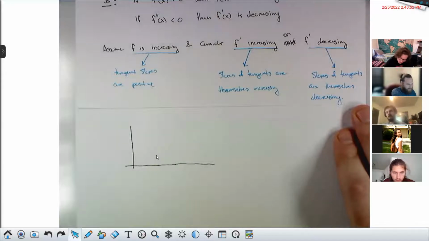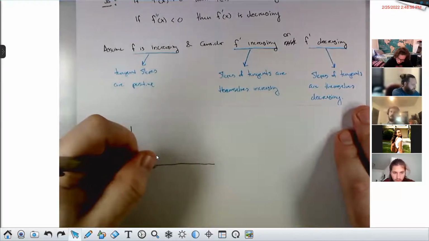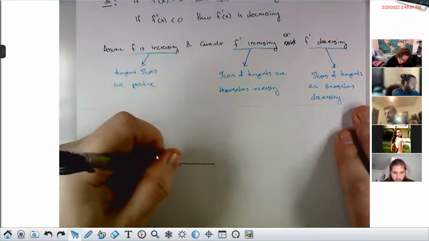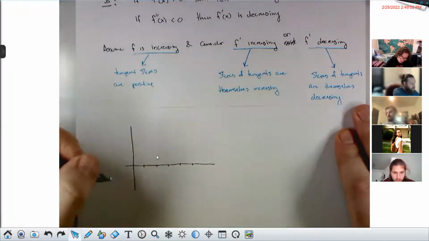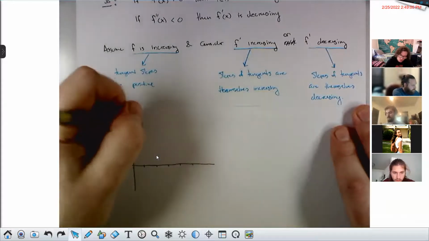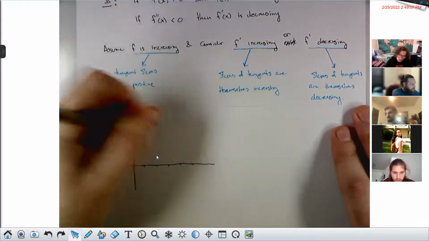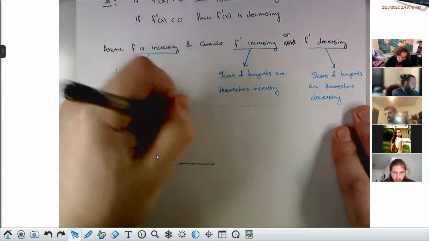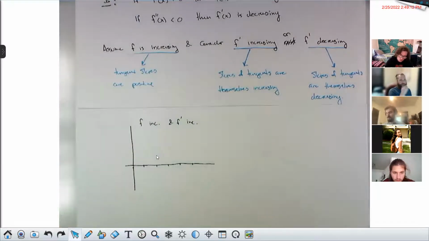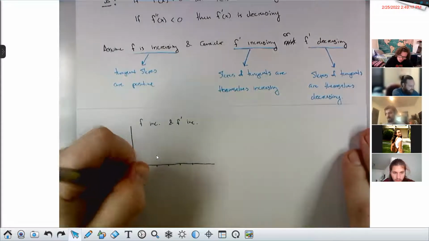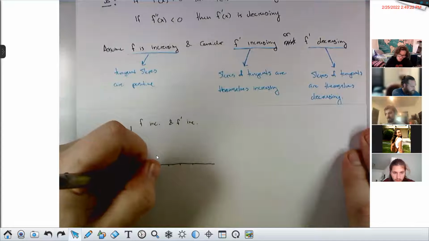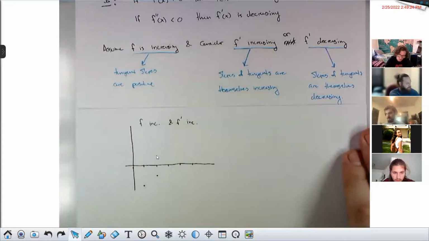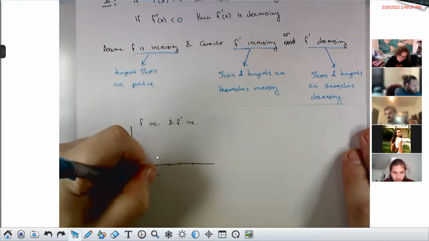And I'm just going to iterate little tangent slopes. So I'm going to chop this up into a few intervals, like so. And we say these, so this is going to be f increasing and f prime increasing. We'll start here with a little tangent slope. And f is increasing, right? That means we're going uphill, like that. And here's my first little tangent slope.